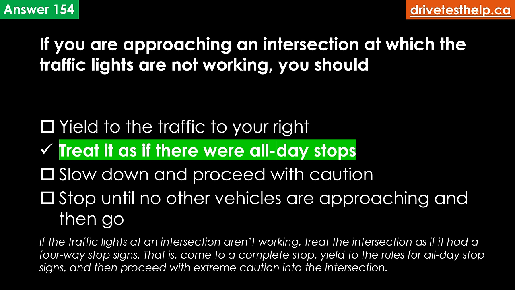If the traffic lights at an intersection aren't working, treat the intersection as if it had always stop signs. That is, come to a complete stop, yield according to the rules for always stop signs, and then proceed with extreme caution into the intersection.